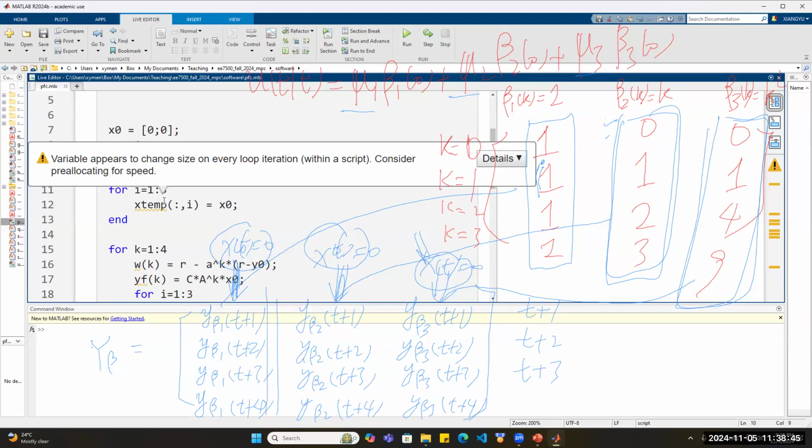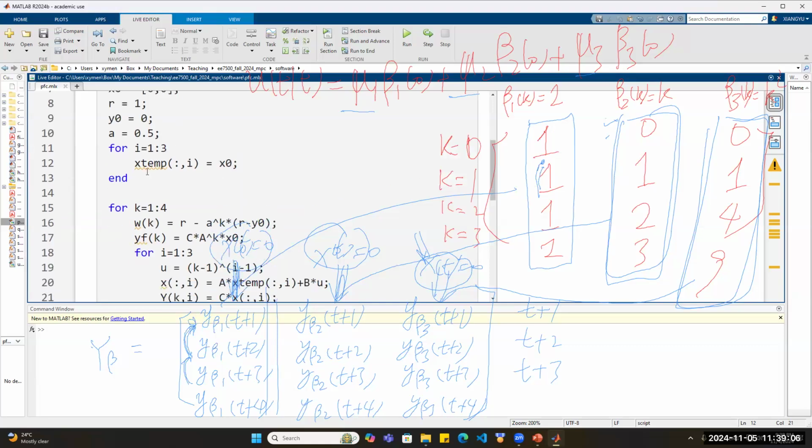But within each column, the second output will depend on the first output, because the second state will depend on the first state, and the third state will depend on the second state. Between columns, they are independent. That's why we define this x tem for each column, for i from 1, 2, 3.